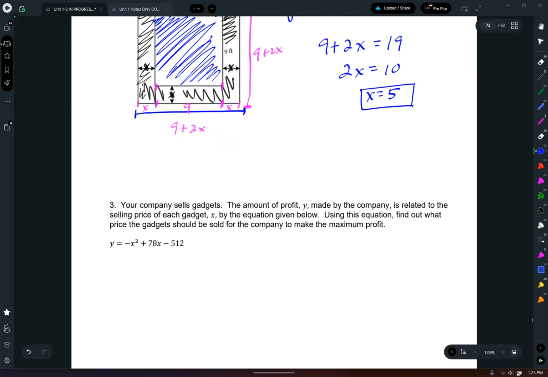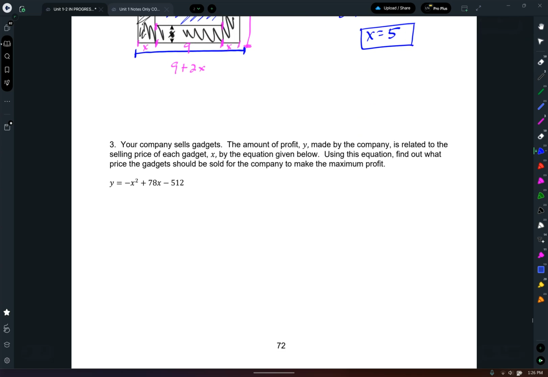Okay? Go to number 3. Your company sells gadget. What's a gadget? I don't know. It's just some random thing, some random product. The amount of profit, Y, made by the company is related to the selling price. Well, that makes sense, right? The amount of money you're going to make off of something has everything to do with how much you sell it for. Okay, so X is how much you sell it for, the selling price. Y is the profit. Using this equation, find out what the price of the gadget should be. So find X. For the company to make maximum profit.